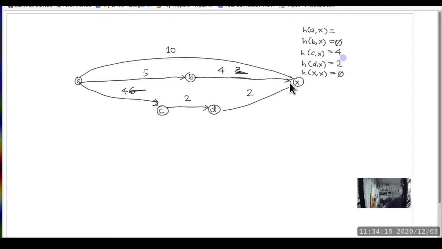From A to X, the way we make it doesn't really matter, because eventually the algorithm will find that it is 8. We cannot make it 10. So the question is, why can't we make this 10? Because the heuristic value has to be less than or equal to the length of the actual shortest path. So 10 is not going to work. 10 is an overestimate. So 8 is the highest value that we can use for h of ax.